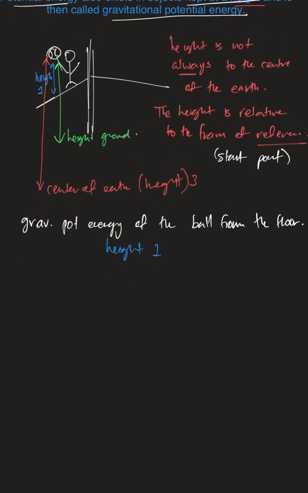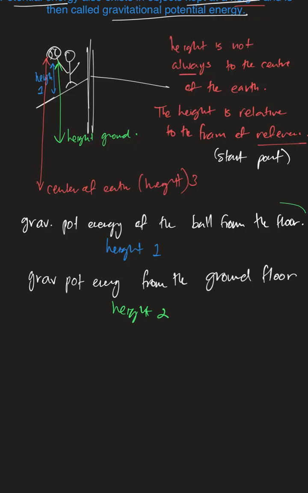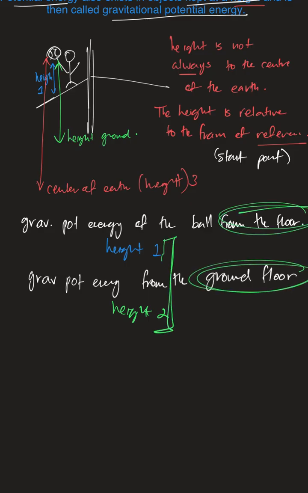If I wanted the gravitational potential energy from the ground floor, then I would be looking at height 2. So can you see here, that's from the floor, this one's from the ground floor. Those are two different values. So that is what we mean by the frame of reference. It is relevant to that sort of situation.